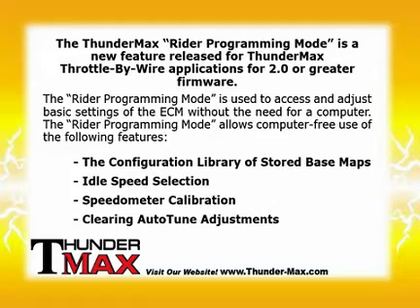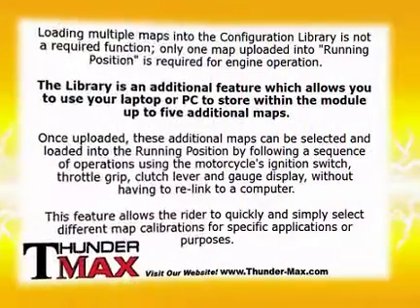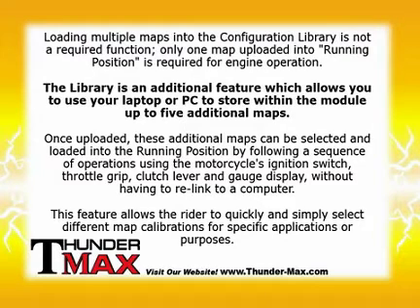a computer. The rider programming mode allows computer-free use of the following features: the configuration library of stored base maps, idle speed selection, speedometer calibration, and clearing auto-tune adjustments. Loading multiple maps into the configuration library is not a required function. Only one map uploaded into the running position is required for engine operation.